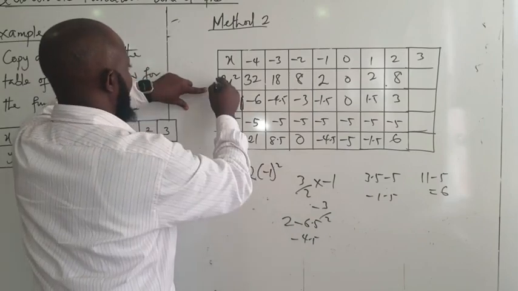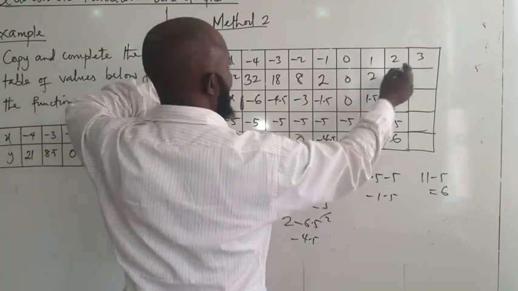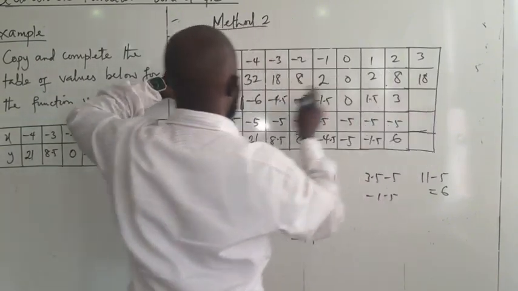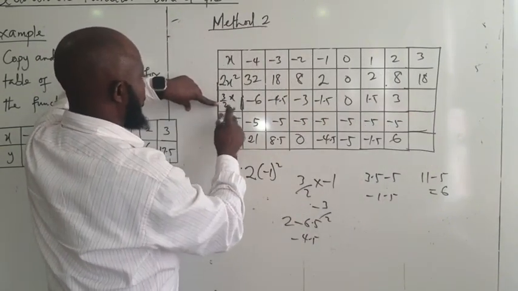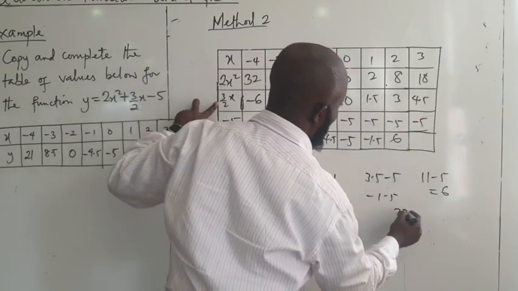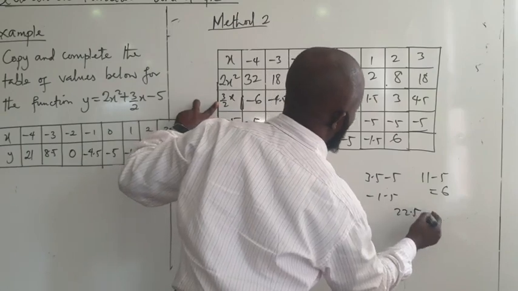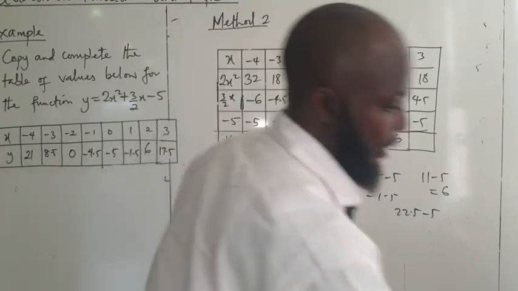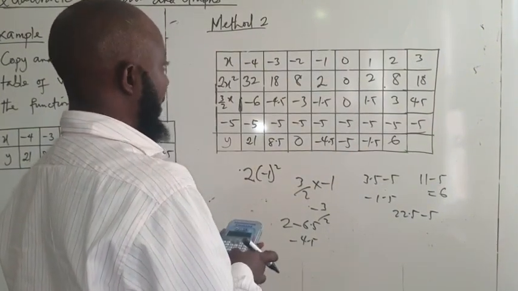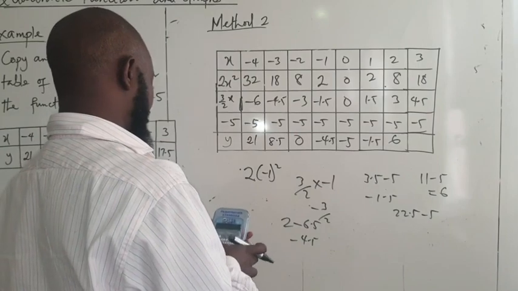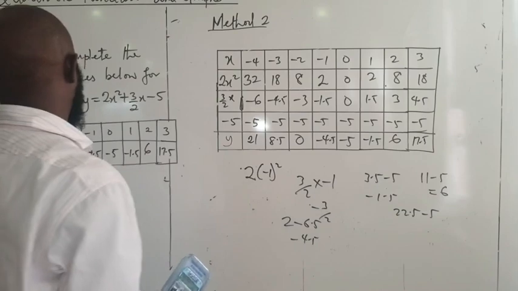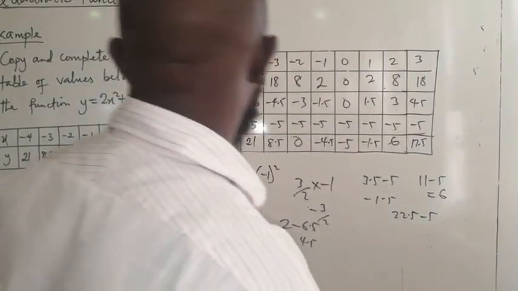Then for the last one, 3 squared is 9. 9 times 2 is 18. Then 3 over 2 times 3 is 9 over 2, which is 4.5. And this is minus 5. So 18 plus 4.5 is 22.5, and 22.5 minus 5 gives us 17.5. So we have confirmed that this is correct. Is that clear? So that is that.